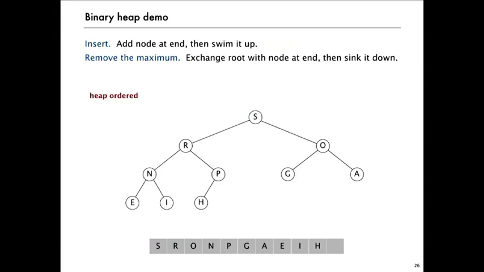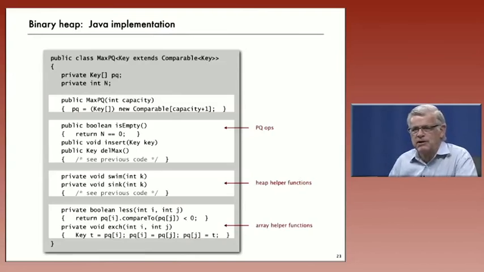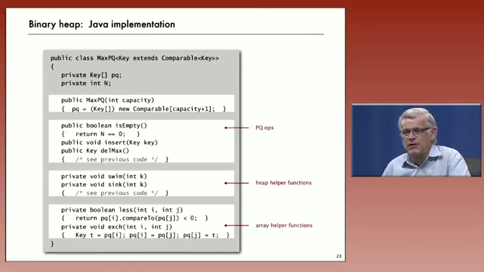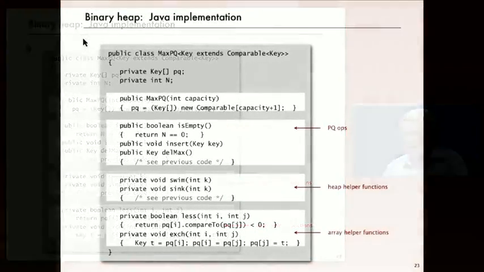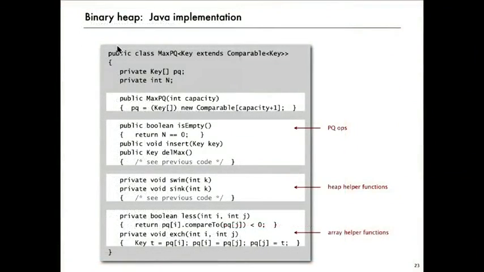So that's a little survey of some operations on a heap, and you can see how every operation is done with just a few exchanges along the path from the bottom to the top, or the top to the bottom. Okay, here's the complete Java implementation of a priority queue using the binary heap data structure. It's actually not so different from the elementary implementations that we looked at in the last section.